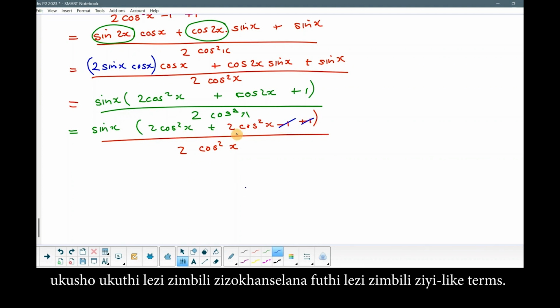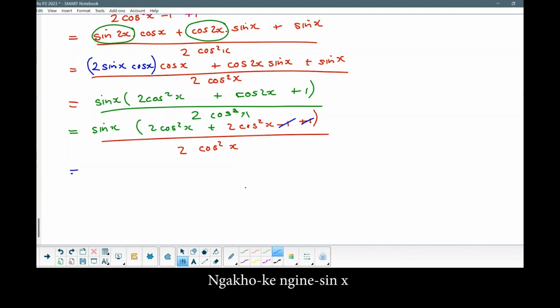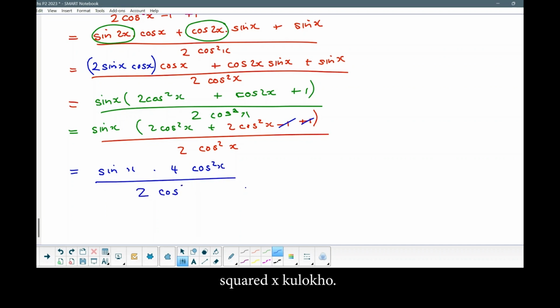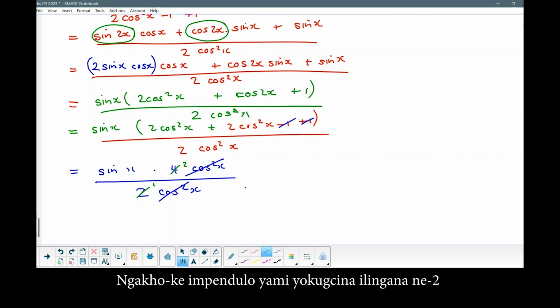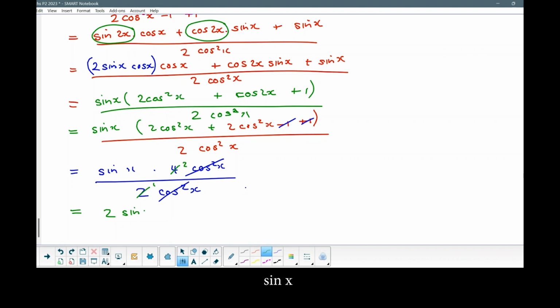And these two are actually like terms. So I have sine x and then I have times 4 cos squared x all over 2 cos squared x. Look at that. Those two will cancel. 2 will go there once and 2 will go there twice. So my final answer is equal to 2 sine x.